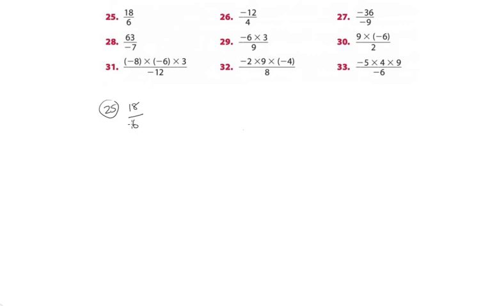If I multiply 6 by 3, you get 18. So 18 divided by 6 is 3. They're both positive numbers, so we get a positive answer. Now, 26. We have minus 12 divided by 4. Now this is a negative number, and this is a positive number. So how many times does 4 go into minus 12? What number would I have to multiply 4 by to get negative 12? I'd have to multiply it by minus 3. So 4 goes into minus 12 negative 3 times.